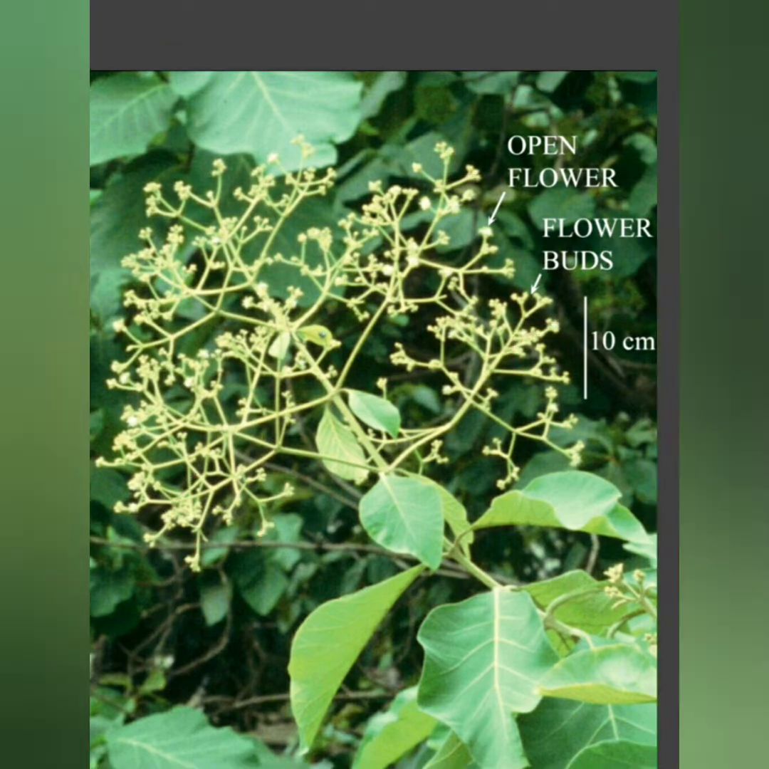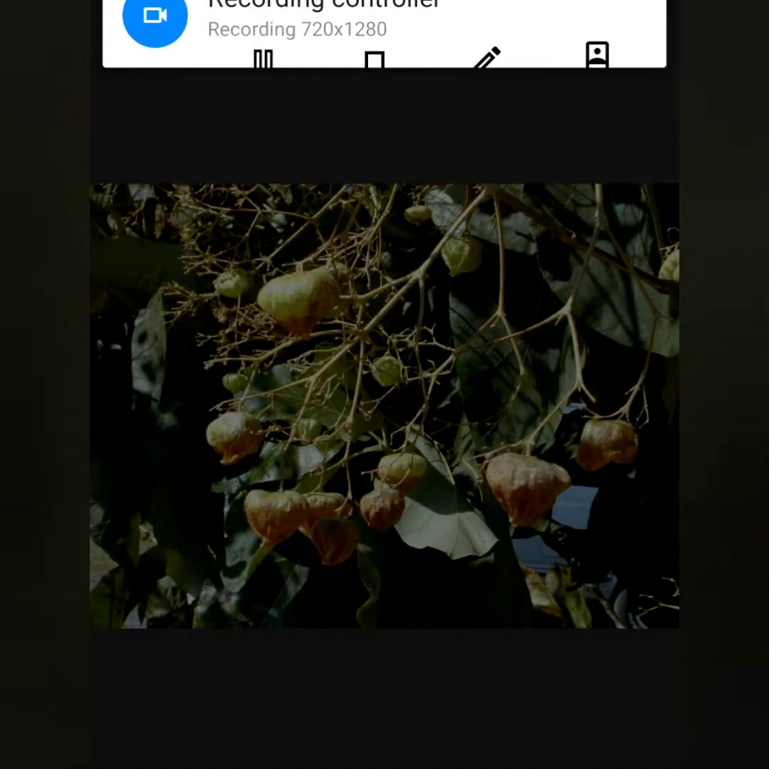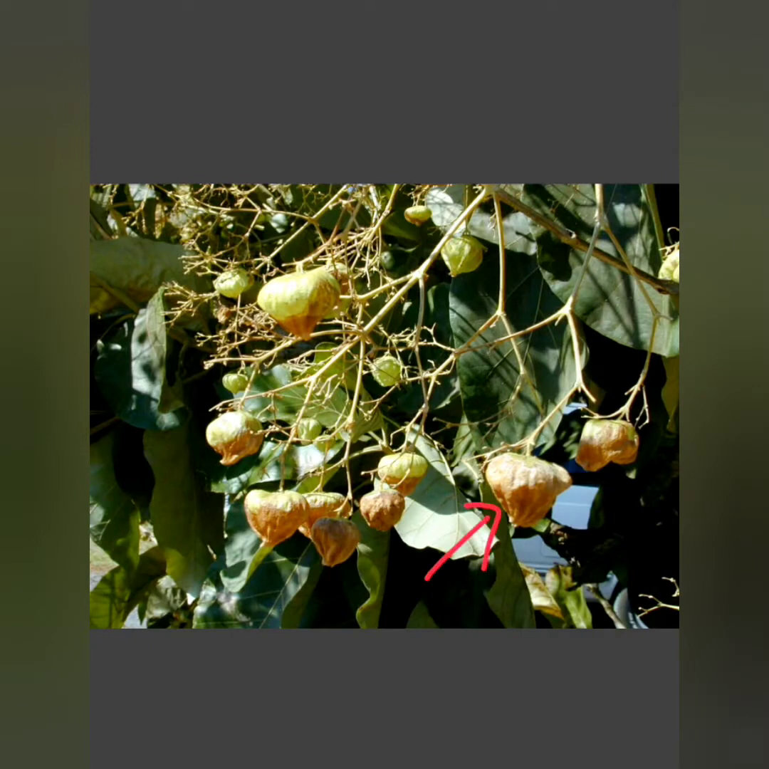If you take a look at the fruit, it is usually hard, bony, and four lobed. You can see it is somewhat brown in color. It is like a nut, and it is usually about 1 centimeter in diameter. So this is the morphology of the teak tree.